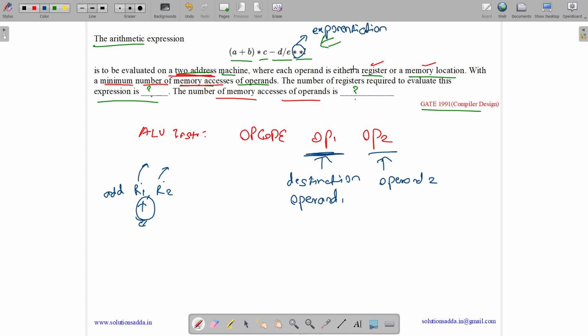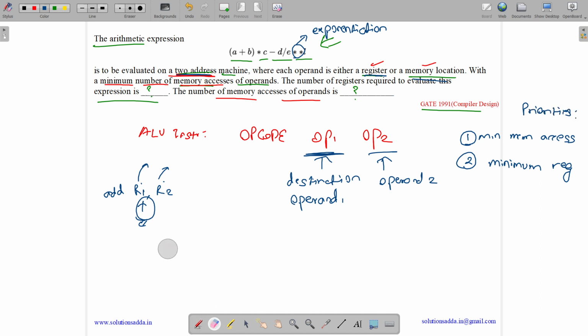Exponentiation means power. Here, as this is a two-address machine, each operand is either a register or a memory location. So what are our priorities? The first priority is a minimum number of memory accesses. The second priority is the number of registers, which should also be minimum. So these are our priorities.